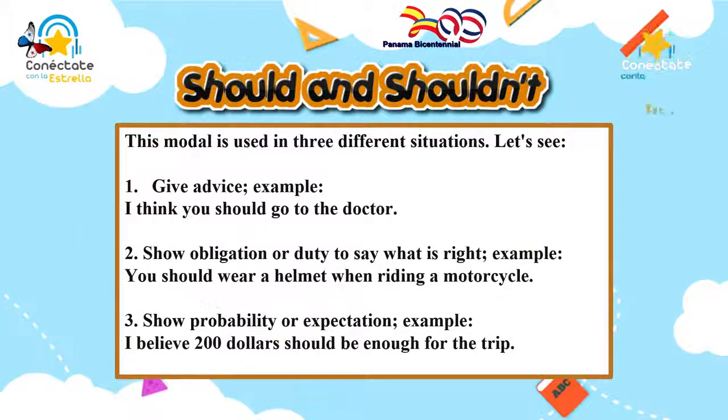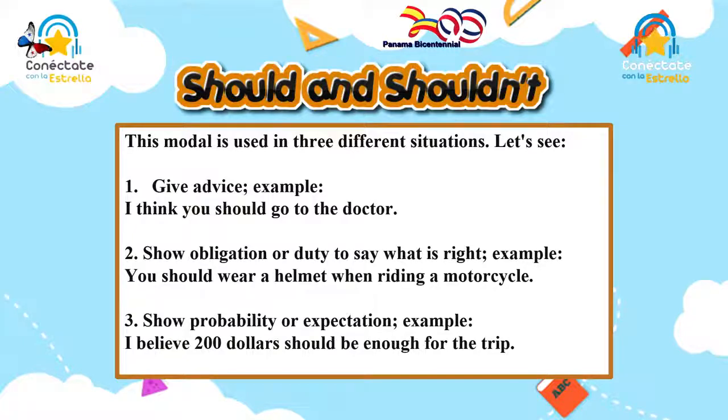Number 1, to give advice. Example: I should take care of the environment. Exactly, that's a good one. Number 2, to show obligation or duty, to say what is right. You should dump the garbage in the trash can. Exactly, that's mandatory. That's a duty. This is a responsibility in order to avoid pollution, right? That's a good example.